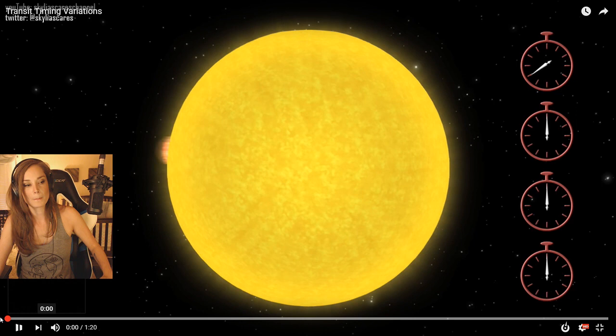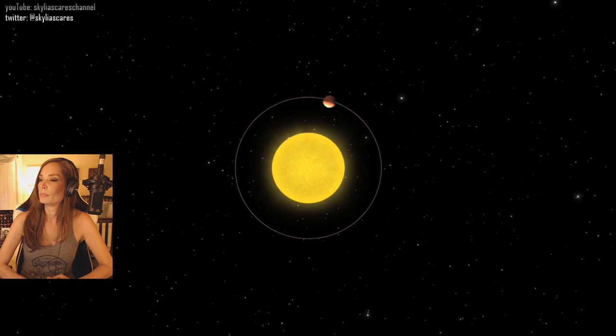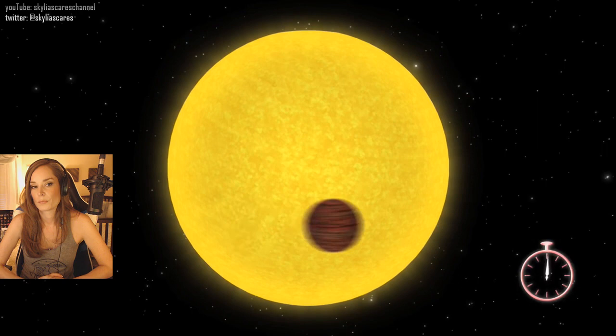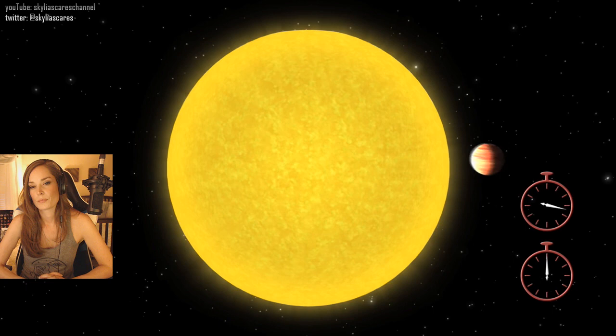When the planets interact with each other, sometimes it causes the inner planet's orbit to speed up a little bit or slow down a little bit. And so those differences in the measured orbital period, the time interval between the transits, you can use to reverse engineer the system and infer the orbital properties of the perturbing planet, the one it's interacting with.